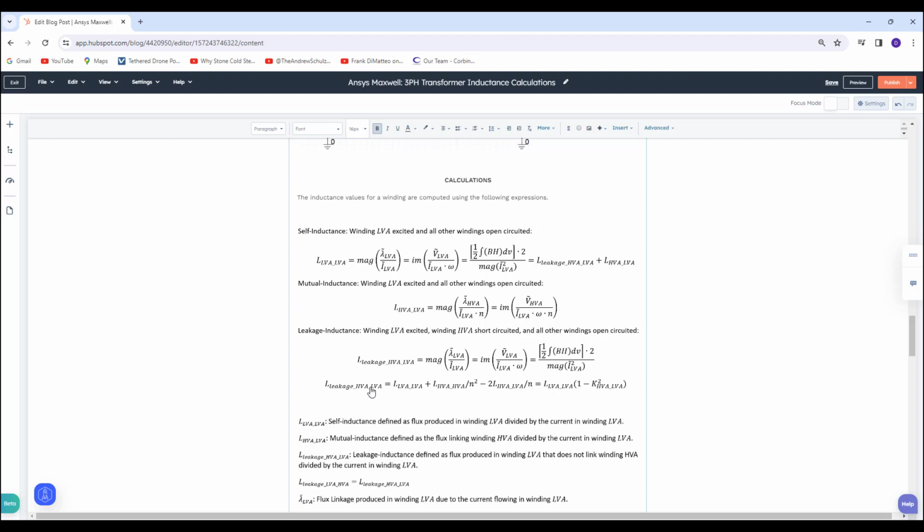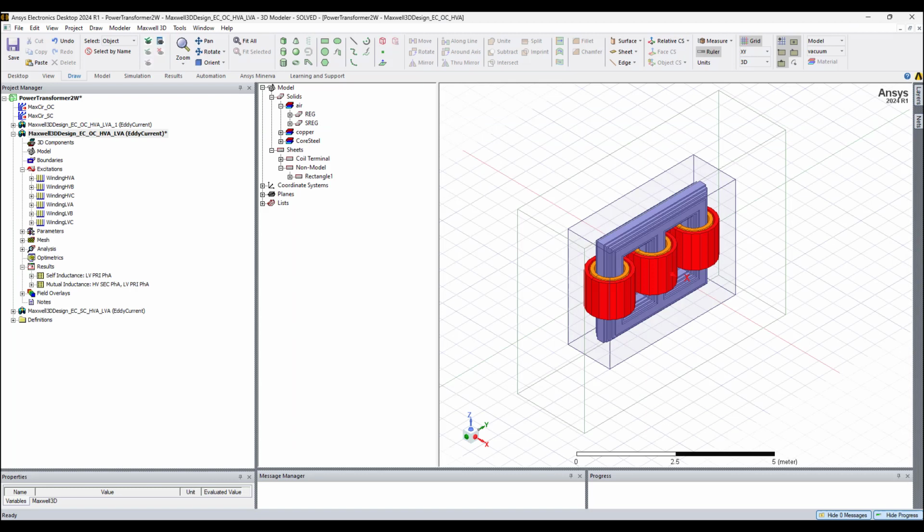This is also equal to, now we can use inductance values, right, where leakage inductance also equals, again, leakage inductance with respect to high voltage phase A with respect to low voltage phase A winding producing the current is equal to the self-inductance of the low voltage phase A winding plus the self-inductance of the high voltage phase A winding divided by the turns ratio squared minus 2 times the mutual inductance between high voltage phase A and low voltage phase A divided by the turns ratio, okay? All these values match, which I now show you here.